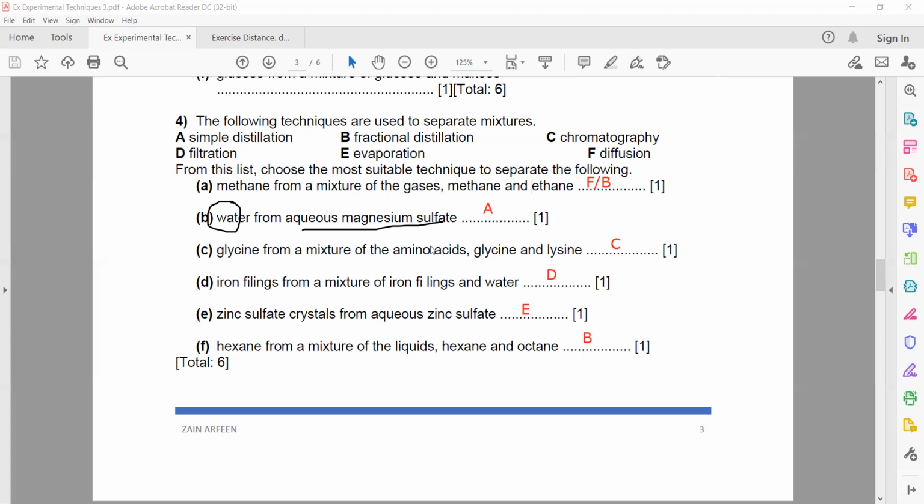Is it clear? Question 4. Abdullah, do you have any question? Abdullah Safras? Yes, sir. Can you explain number E? Zinc sulfate from aqueous zinc sulfate. What is the meaning? It means you have a salt solution, you have a salt zinc sulfate dissolved in water.